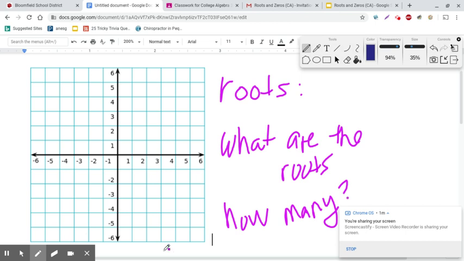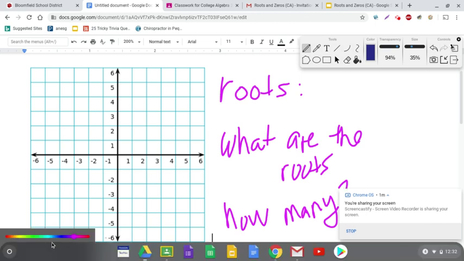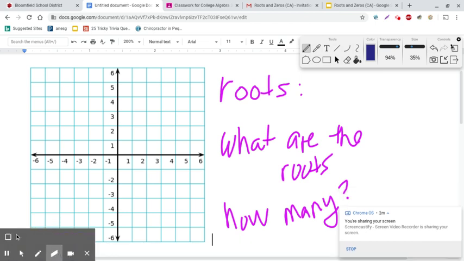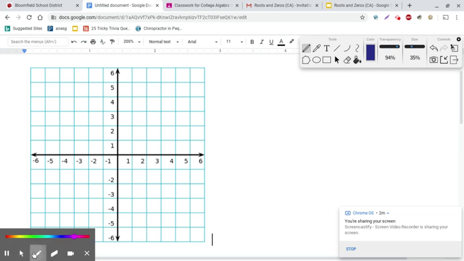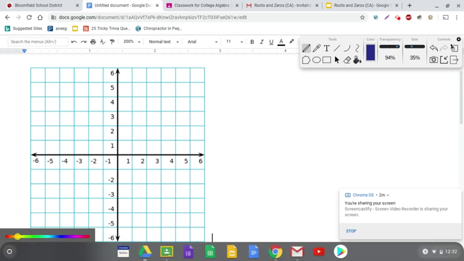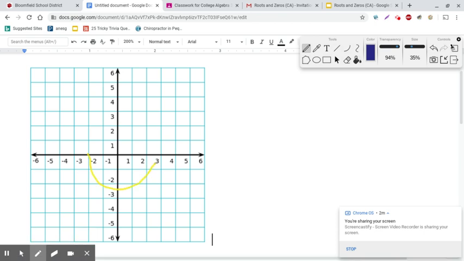So now I'm going to do some examples since we kind of went over the background knowledge of this. So I'm just going to erase this. So let's look at a graph. I'm just going to draw one really quick. Bear with me because I am getting used to this. Okay. So let's say we have a graph that looks like this. All right. I want to know how many real roots I have.